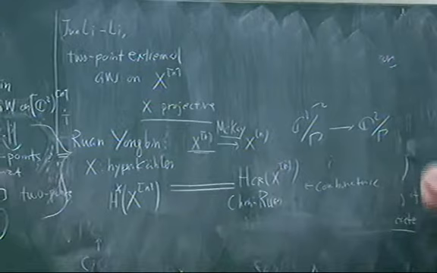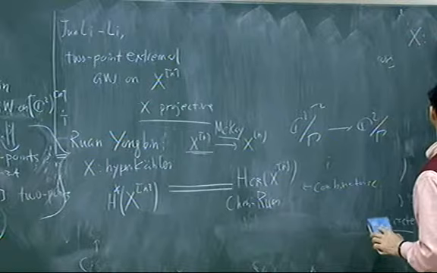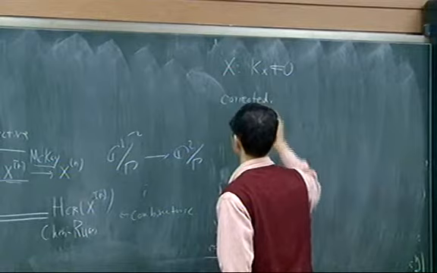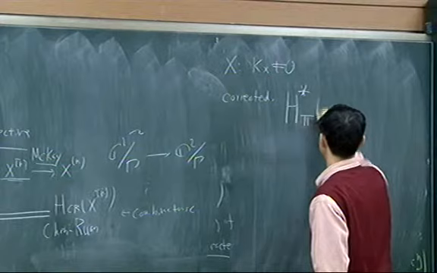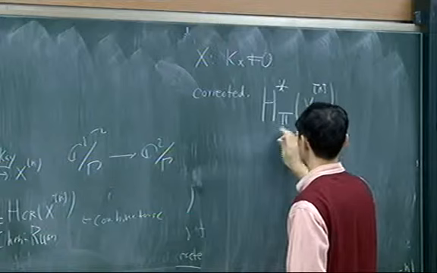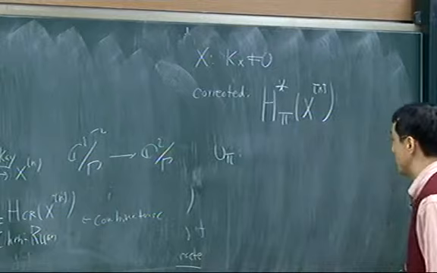So if X is arbitrary, if this is not zero, then they are not the same. So he conjectured that there's a correction term given by the following thing. So he defined something called a kind of part extremal global quantum cohomology. So this consists of the ordinary cohomology. The cup product is different. So what is the cup product? The cup product is defined as such.